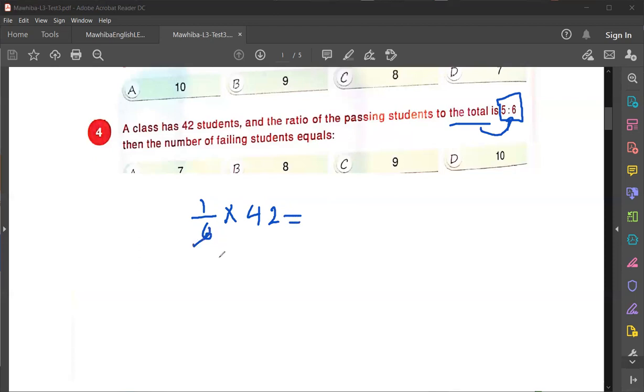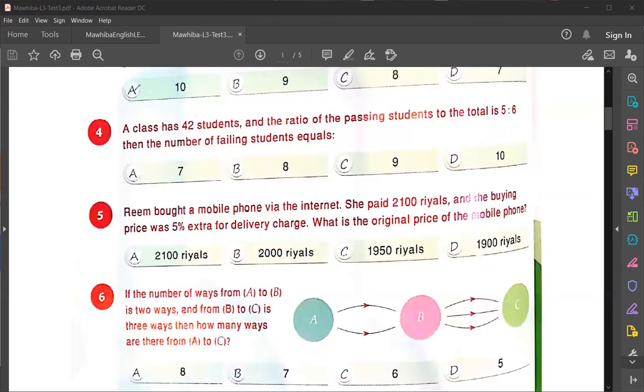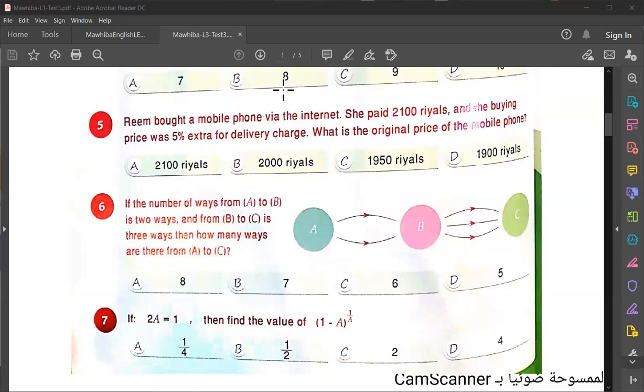When you simplify, 1 times 7, it is what? It is 7. So the number of students who failed is 7. The answer is number A. Is it clear? My students, is it clear? Hello, are you with me? Yes, good. Okay, now number 5.